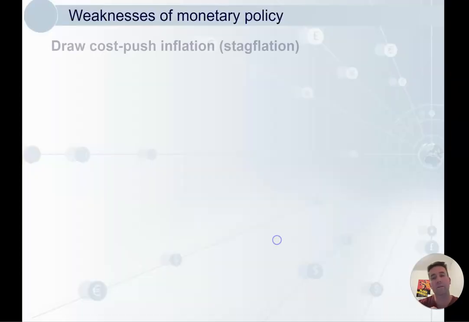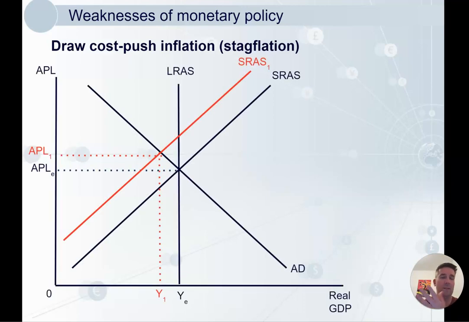Some weaknesses, because there's never any perfect policy. All right, let's draw cost push inflation, also known as stagflation. So see if you can do that. And then what happens? So this is stagflation, right? Decrease in SRAS, usually due to an increase in cost of production.